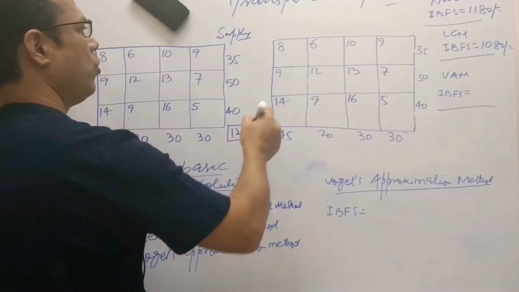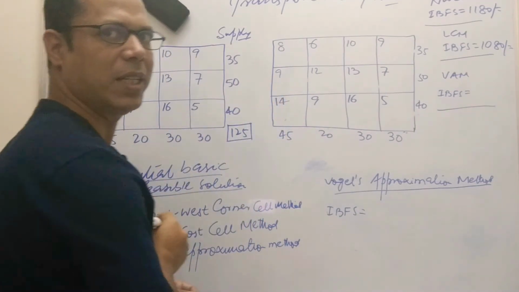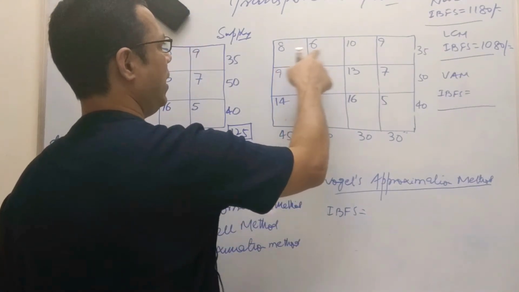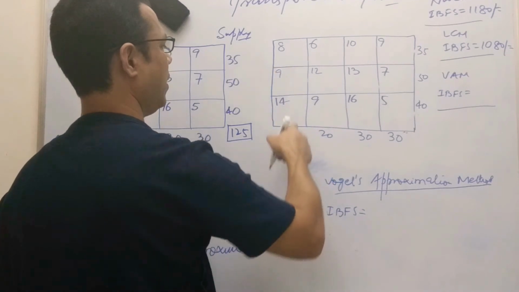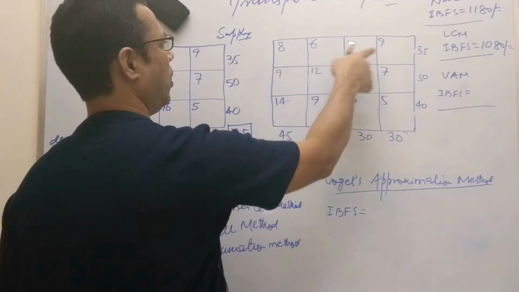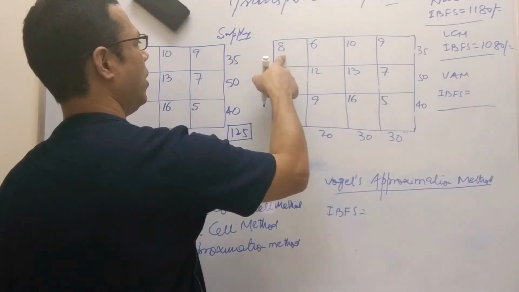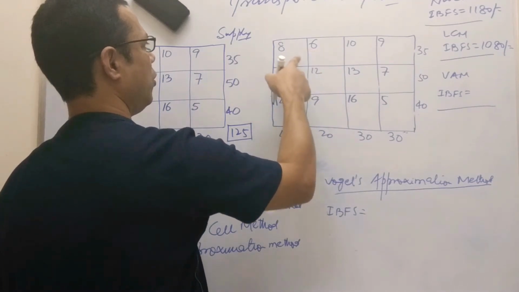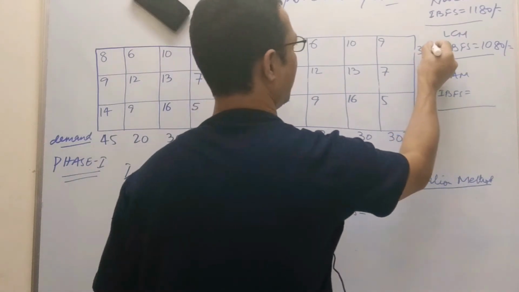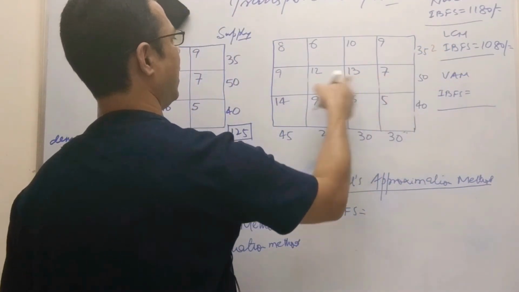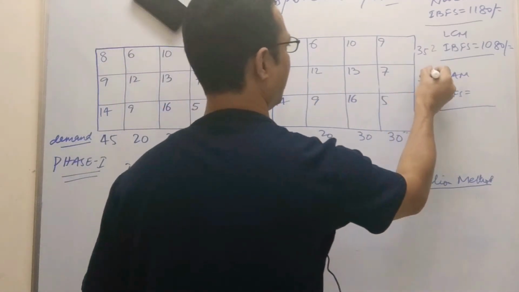Here you need to find the penalty. What is the penalty? Penalty is the difference between the least values in each row and each column. So we'll start with the first row. In the first row the least value is 6 and its next least value is 8. You need to find the difference of these two. So the difference of 6 and 8 is 2. Next in this row, 7 and 9, difference 2.